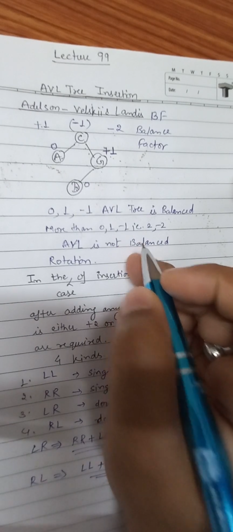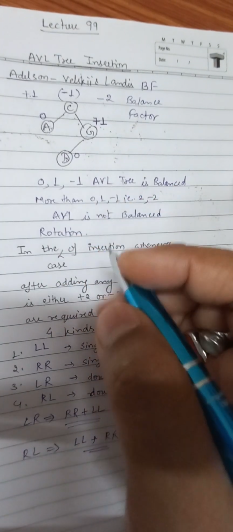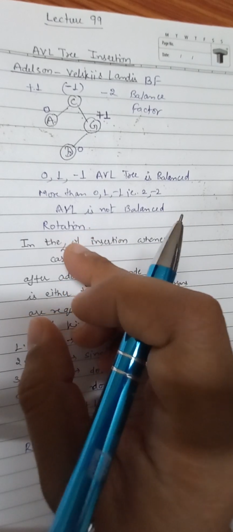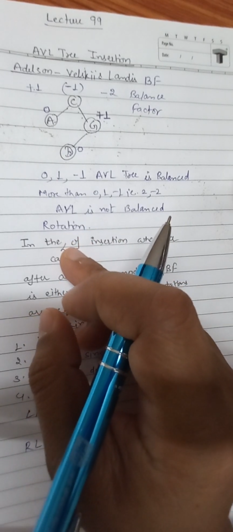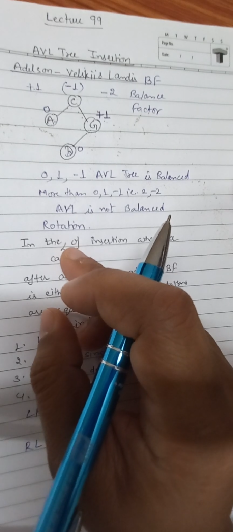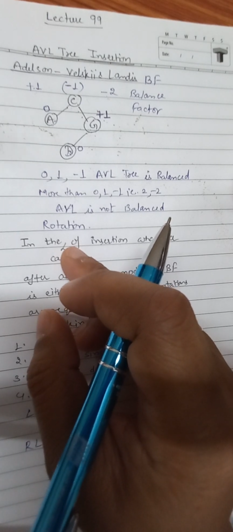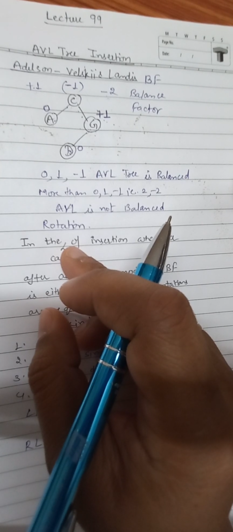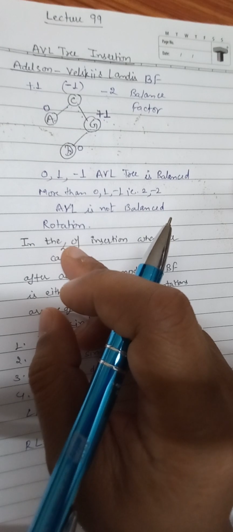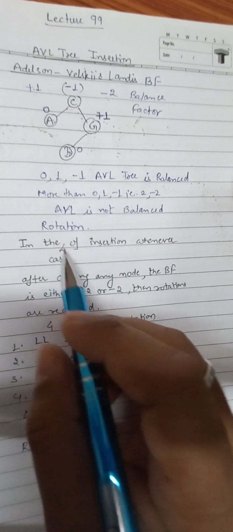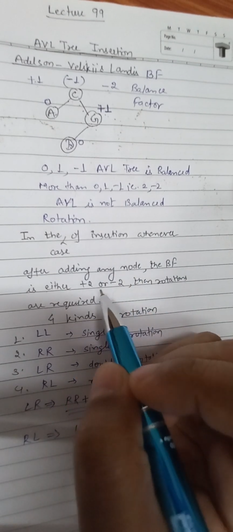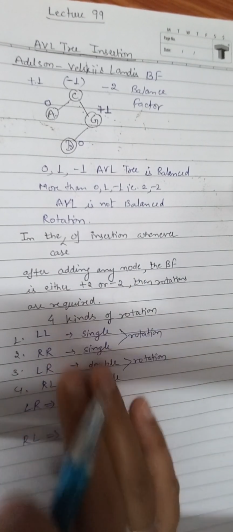So for balancing the tree, what is required? Rotations are required. Whenever we insert anything in the AVL tree, then after insertion we will cross-check the balancing factors, whether they are 0, +1 or -1 or not. If they are more than that, like +2 or -2, then we have to do rotations. So in the case of insertion, whenever after adding any node the balancing factor is either +2 or -2, then rotations are required.